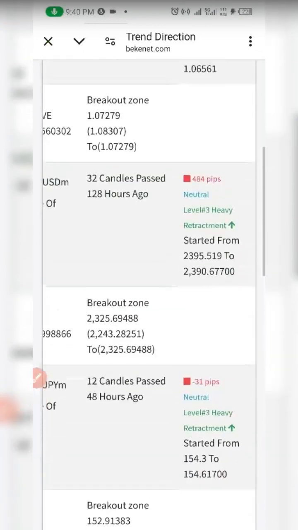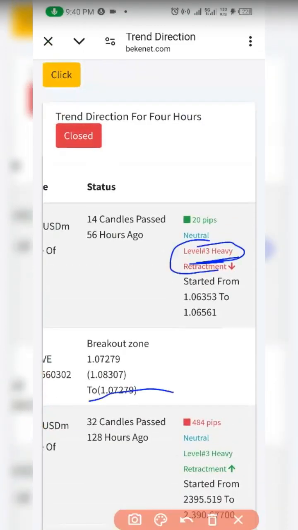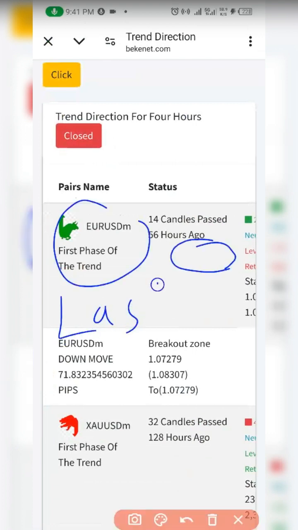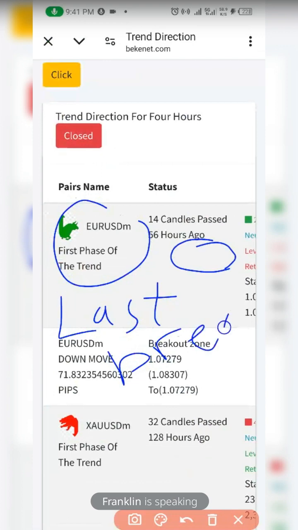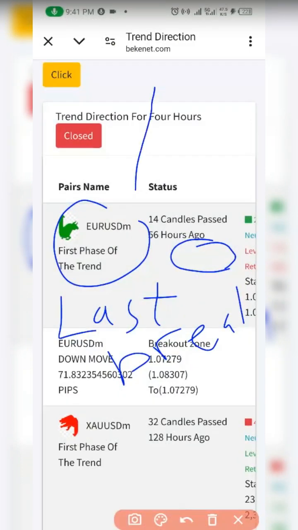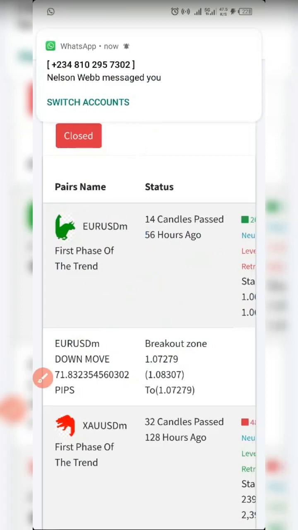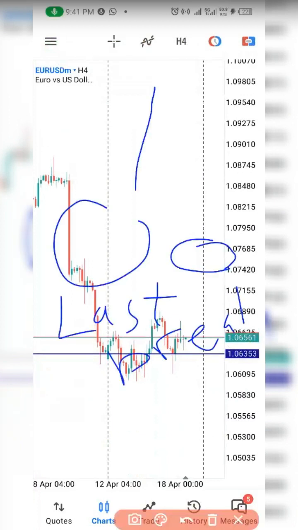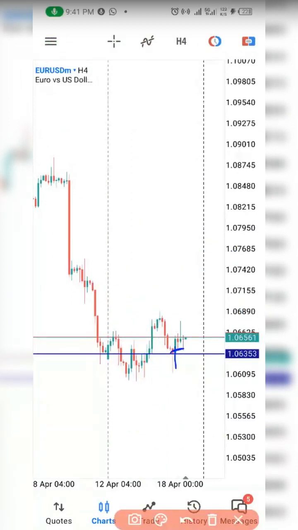I'll check 1 hour time frame. Now, this level 3 means that there's going to be a heavy retracement. Most times when this retracement occurs, it will not turn this first phase that we are in into a last phase of a bearish move. I don't know if you understand it. It will not turn it to a last phase of a bearish move, meaning that price will go like this. That's this spike we are trying to see here. Had this spike continued downwards and not closed above this, what we are going to see on the trend direction is the last phase of a bearish move.